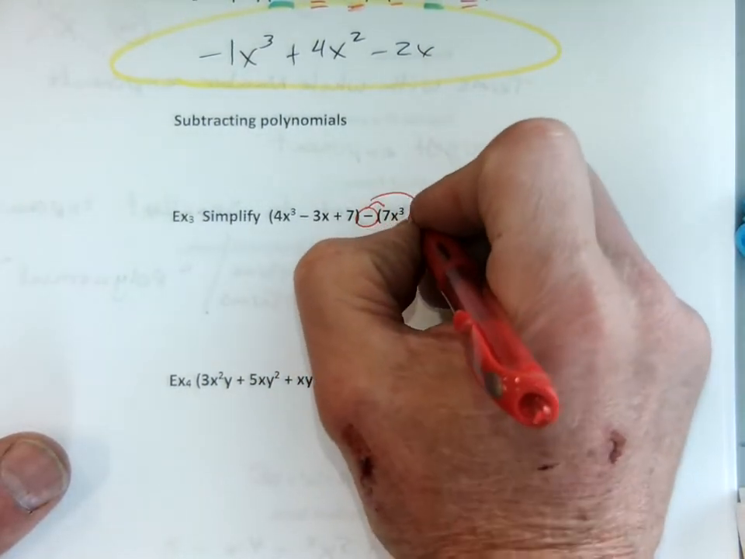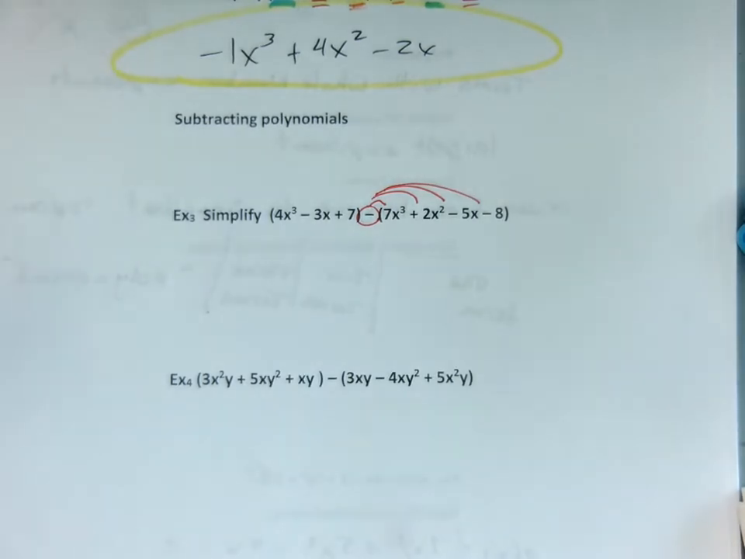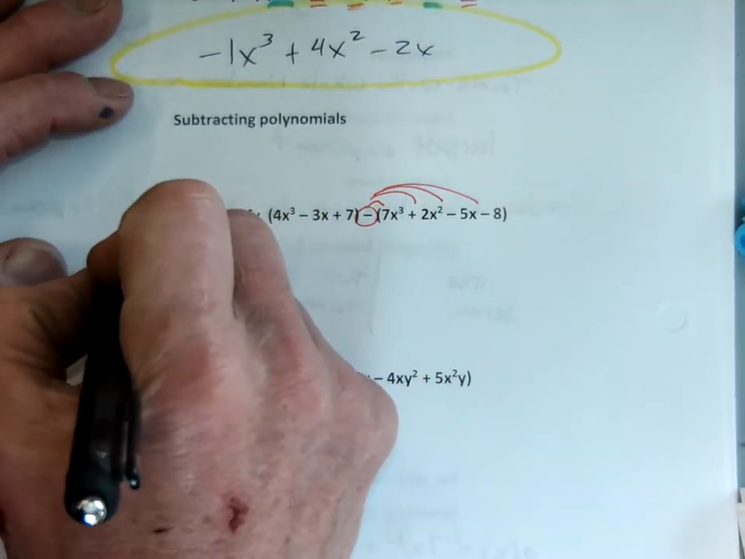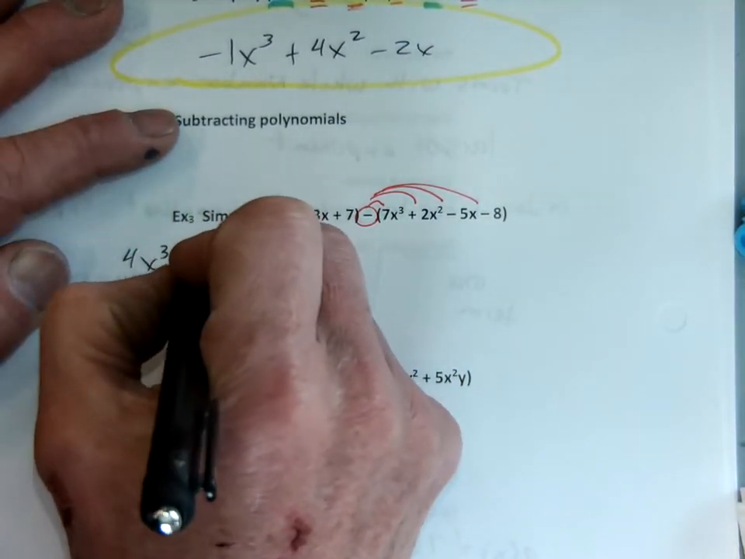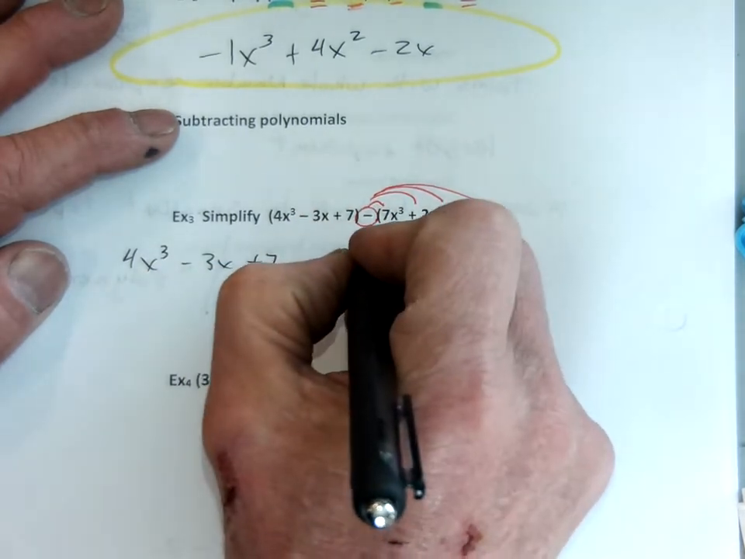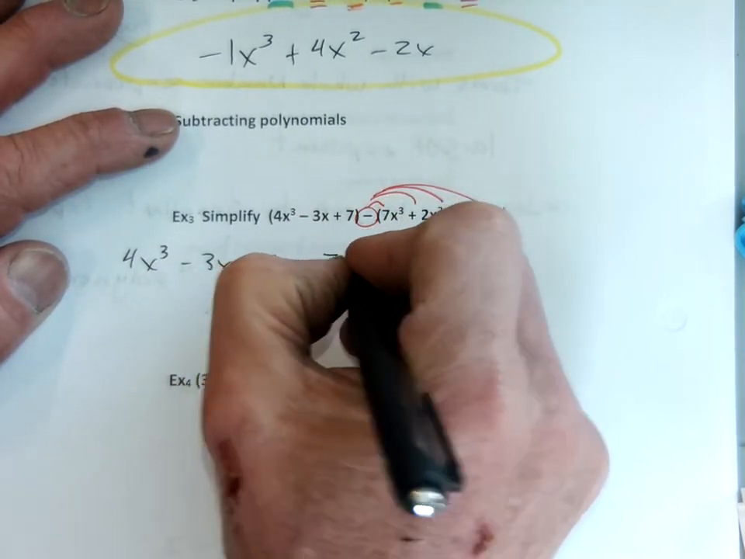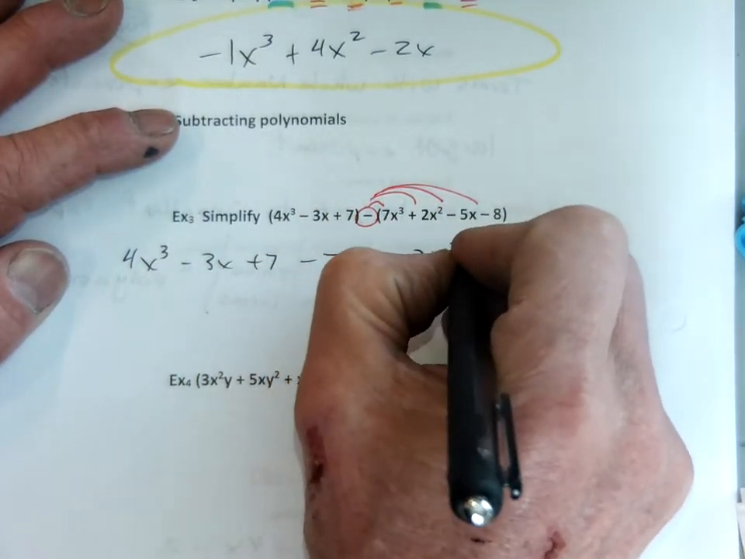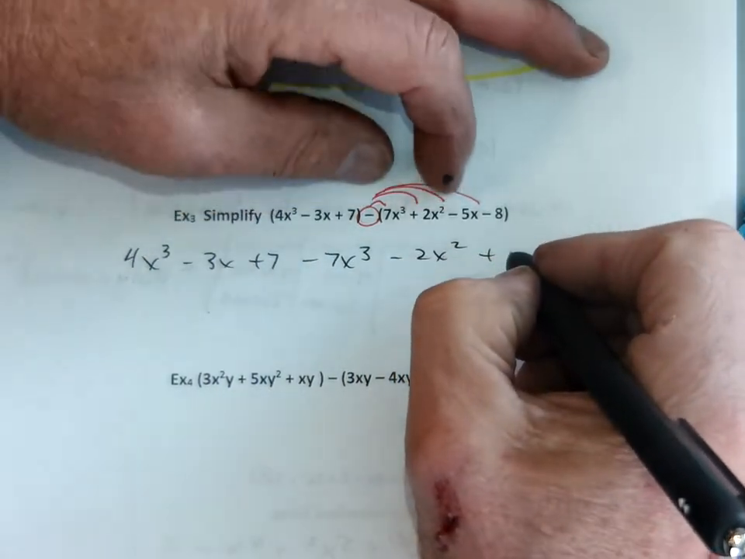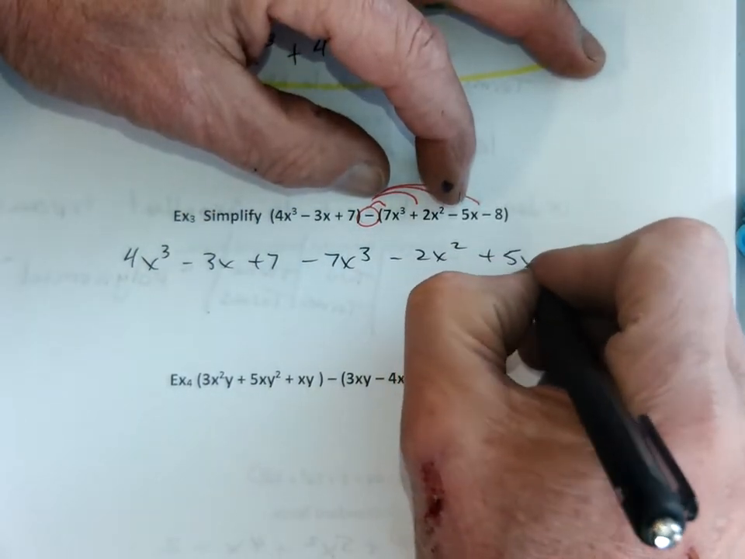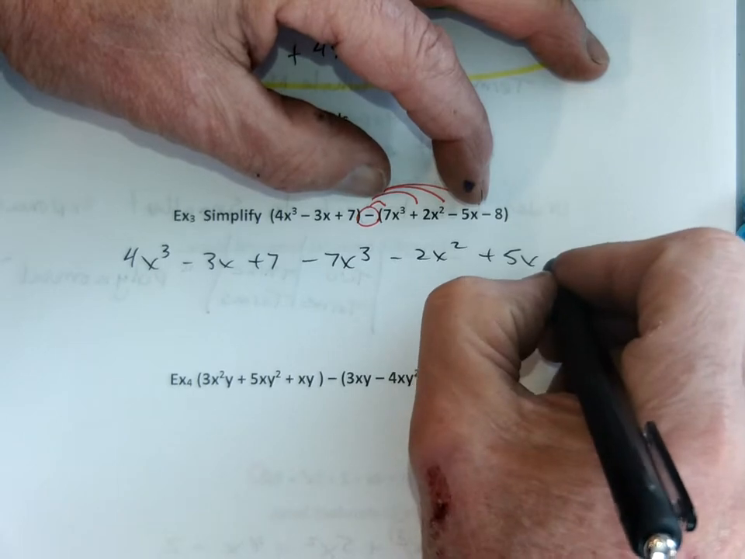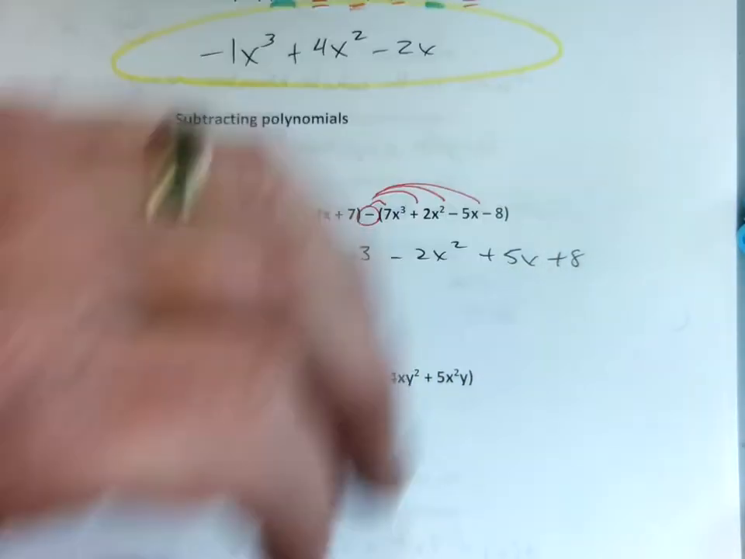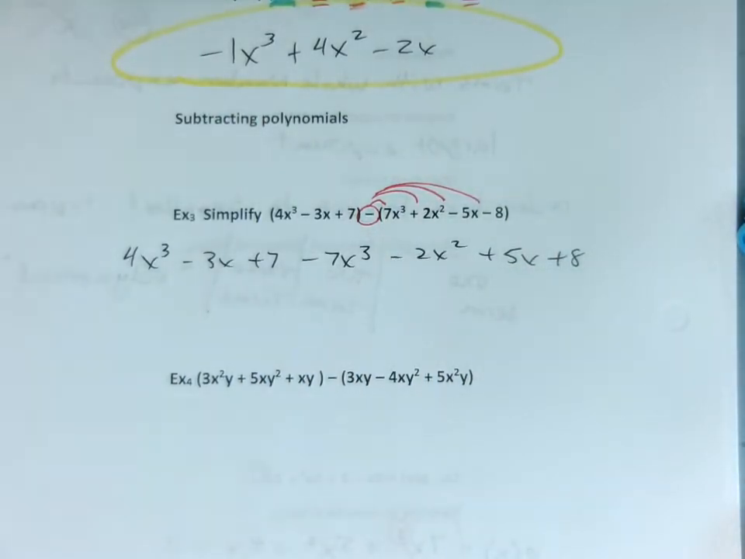So I'm going to bring my negative through, and I'm going to rewrite the whole thing as a 4x cubed minus a 3x plus 7 minus a 7x cubed minus a 2x squared plus a 5x plus an 8. So I brought the negative through, and now I'm not going to make silly mistakes because I'm classic for making silly mistakes. And now I'm going to combine like terms.